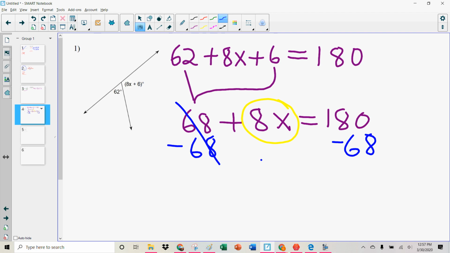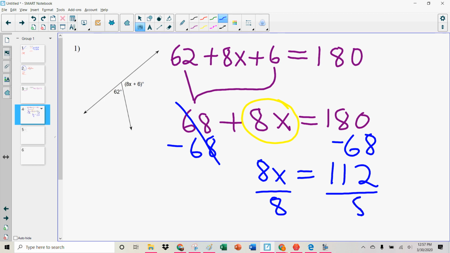I am left with 8x equals 180 minus 68 is 112. And then we divide both sides of this equation by 8. 8 over 8 equals 1.